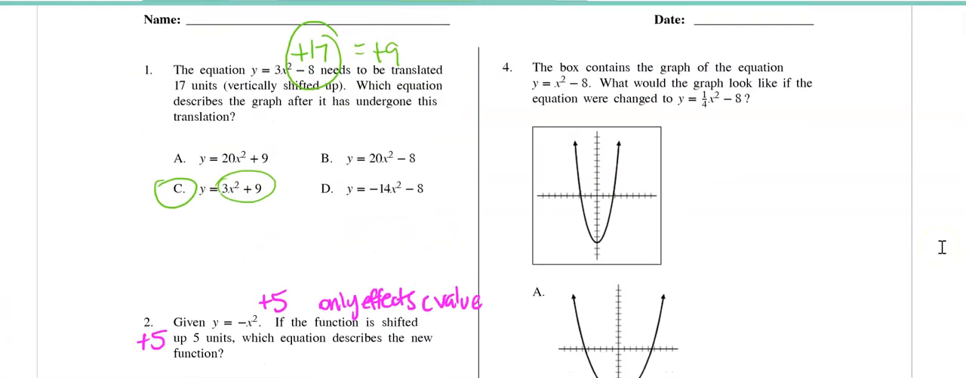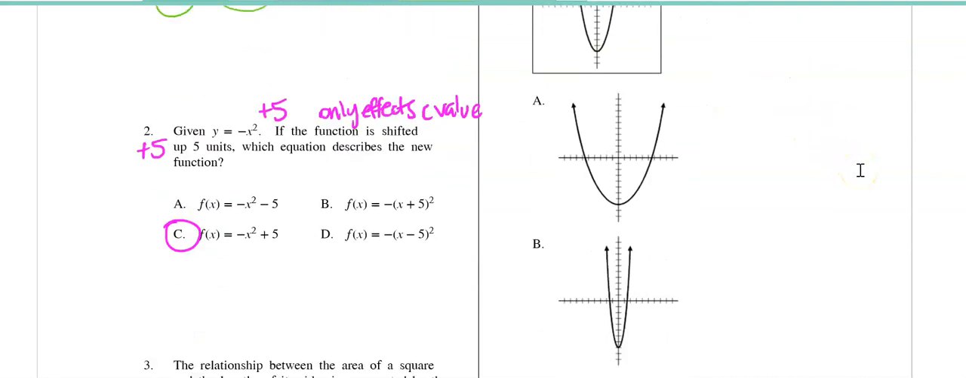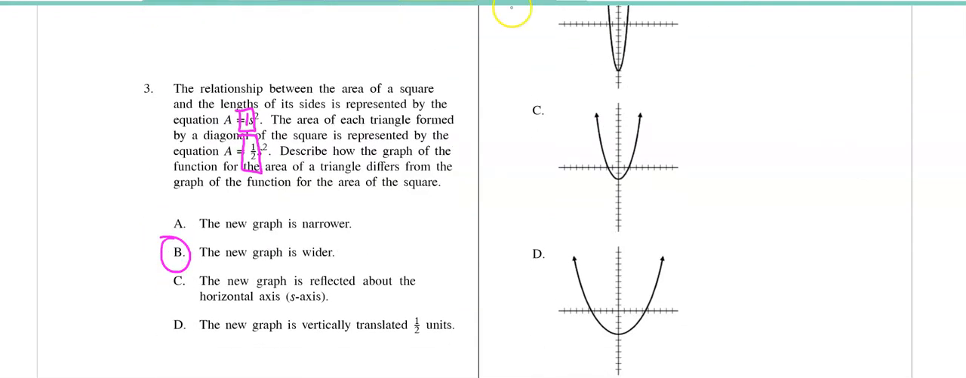Okay. Let's move up to our next one. Now, I automatically look at this and I see graphs and I think calculator. So let's read what it says. It says the box contains the graph of the equation y equals x squared minus 8. What would the graph look like if the equation were changed to y equals 1/4 x squared minus 8? The first thing I notice is I go to that y-intercept always, and it's a -8. So the first thing I'm going to look for is C and D are out because their y-intercepts are not -8. I like to write that on the notes so I have a reasoning behind it.